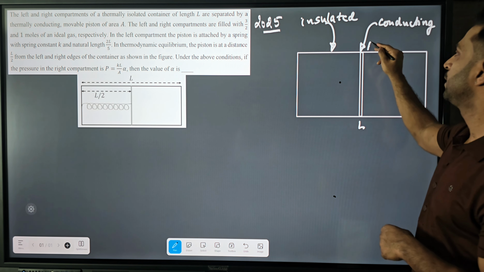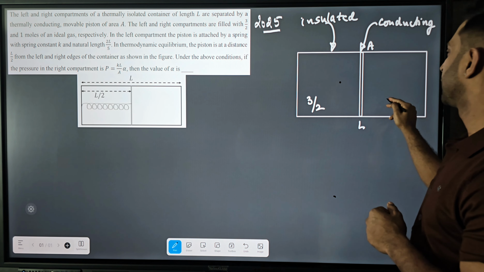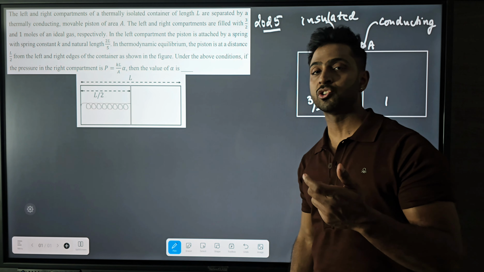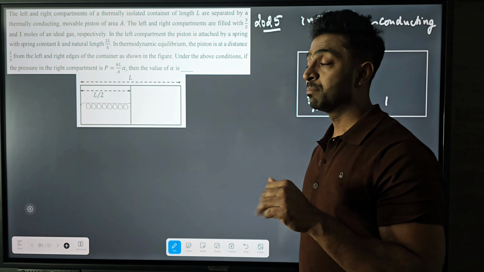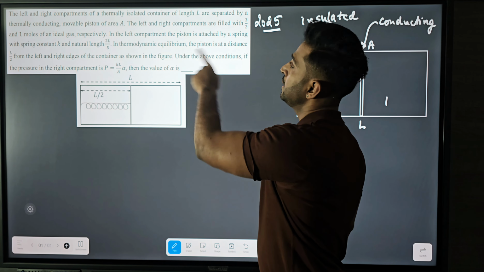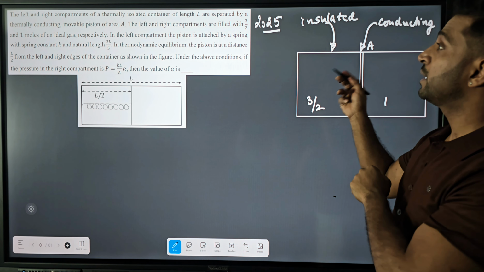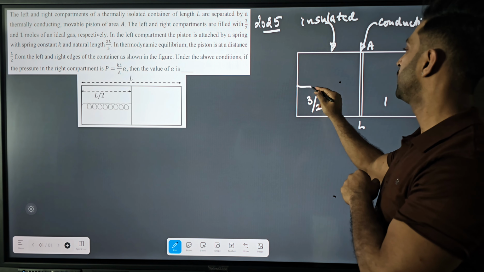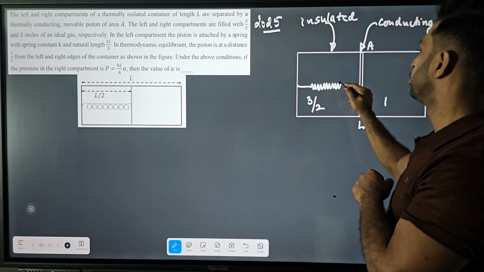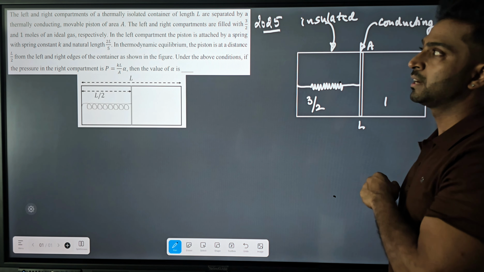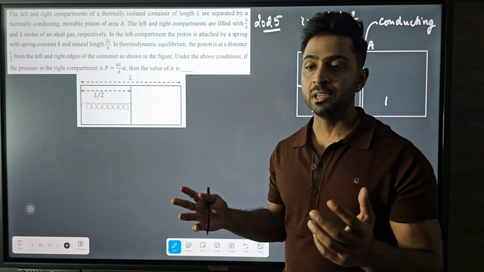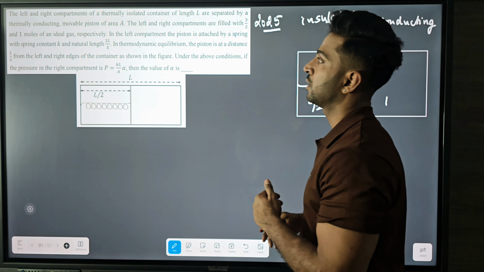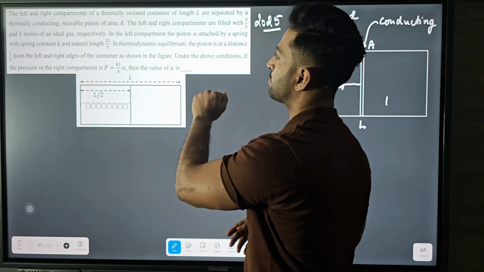And the left and right compartments are filled with 3/2 and 1 moles of an ideal gas, although it hasn't been mentioned what kind of a gas it is, monatomic, diatomic, so it must not be relevant. In the left compartment, the piston is attached by a spring. So यहाँ पर एक spring लगा है, and the moment this spring is presented in the question, it becomes very clear that some laws of motion, maybe even some work energy, might be included. It has a natural length of 2L/5.